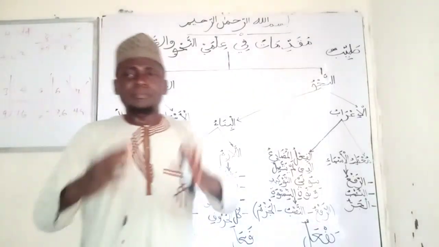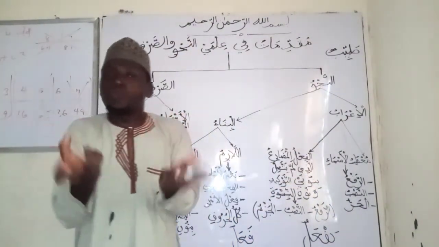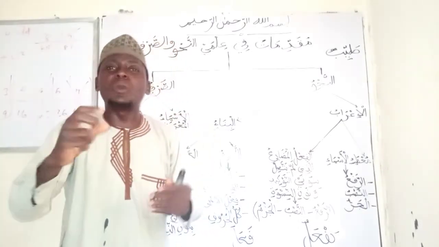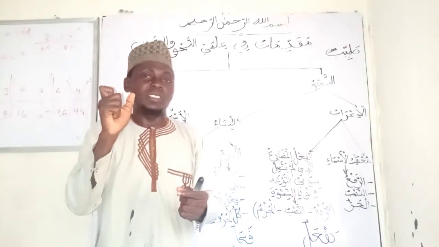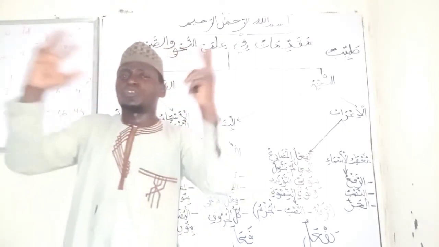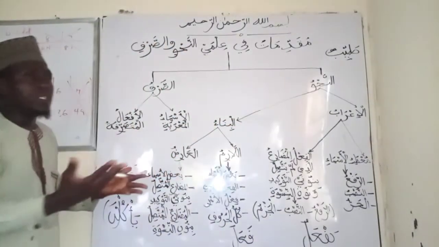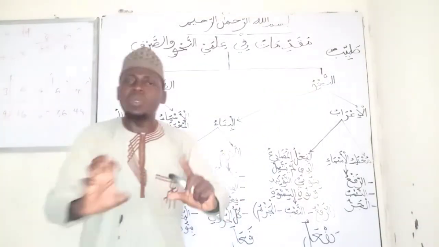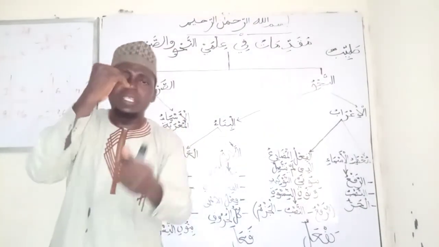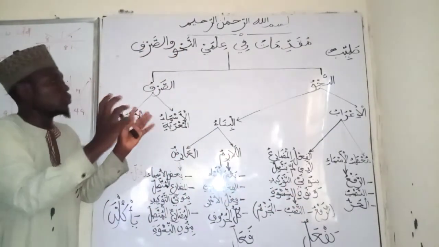For example, let's say Abdun, a servant. If I want to make the servant become two, I will say Abdani. You see, that's changed by adding Alif and Nun to the end of Dal. If I want to make it many, I can say Abidun or Ibadun. Can you see that? So we have changed it from singular to dual, then to plural. Now that is Al-Asma' al-Mu'raba, those names that can be changed.